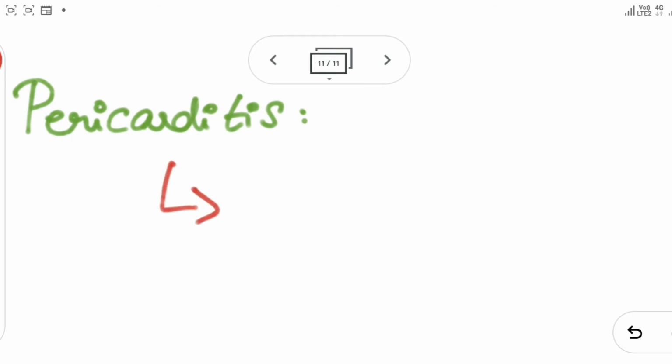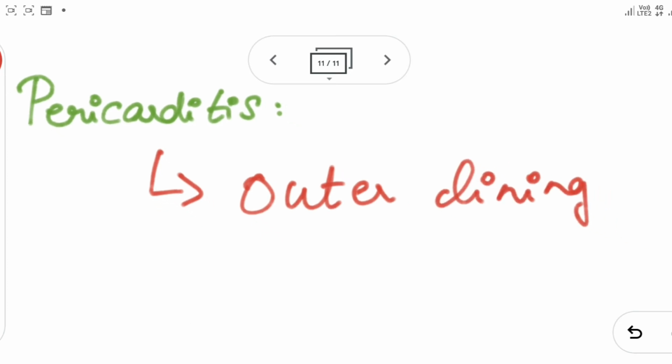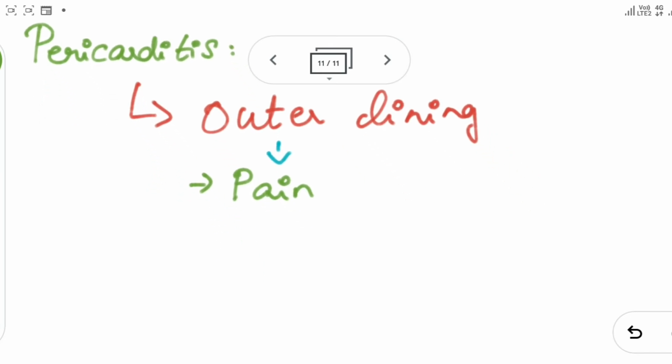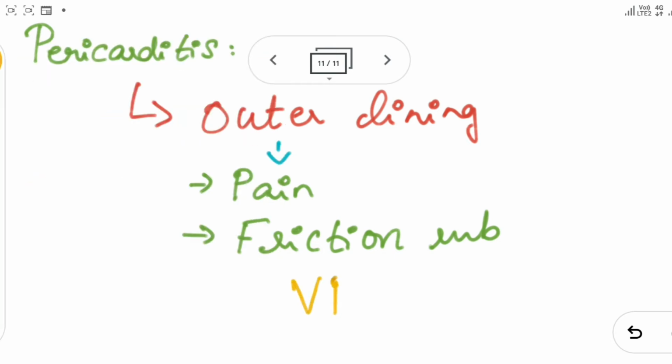It is the inflammation of the outer lining of the heart, and this causes pain and friction rub between the visceral pericardium and the parietal pericardium.